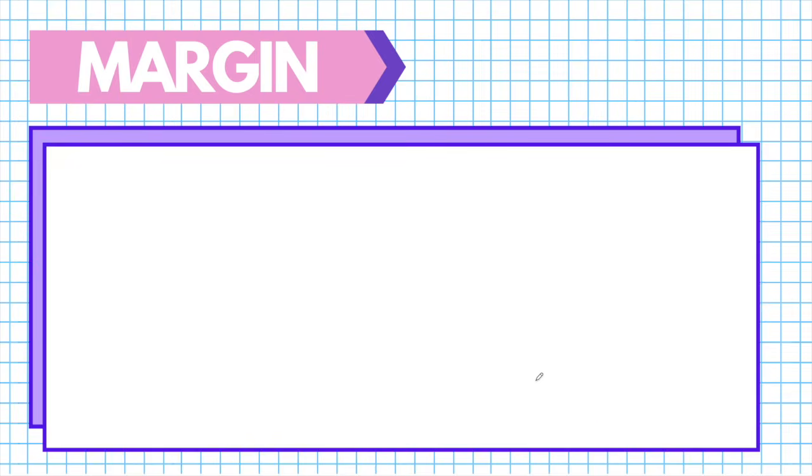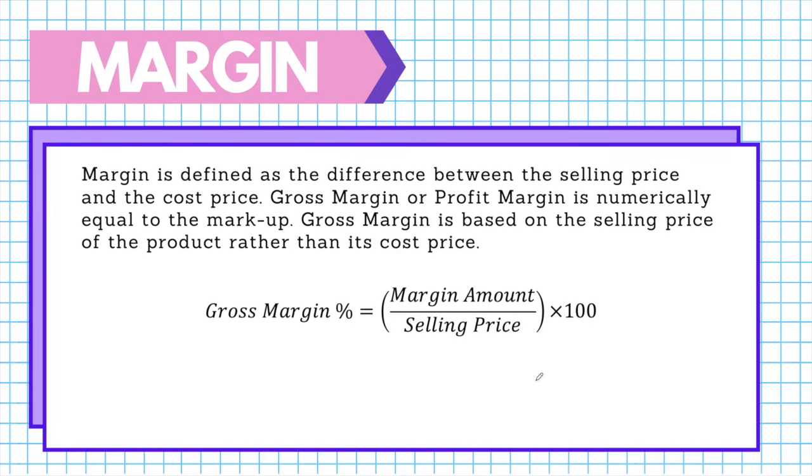Now, let us define what is a margin. So, a margin is defined as the difference between the selling price and the cost price. You may be familiar with the term, the difference between the selling price and the cost price, because it's very similar to getting a profit. But there is a difference between the gross margin and a profit margin, even though they have an equal value.